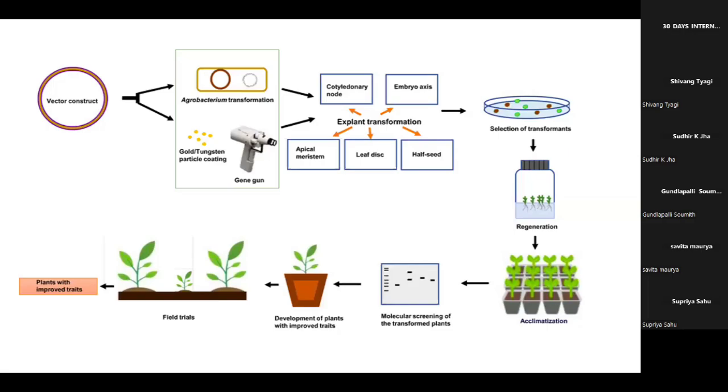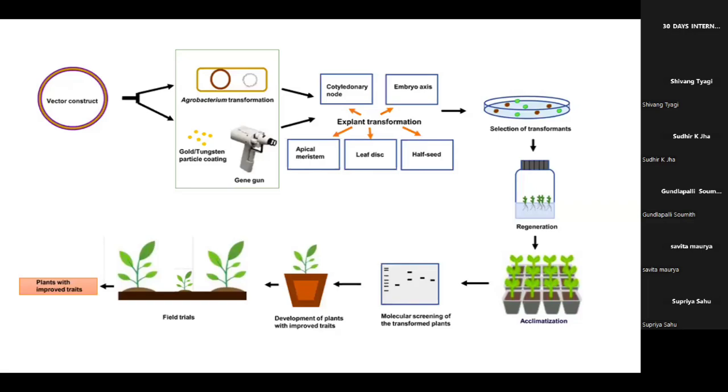If those genes have not been transferred, and you expose the tissue to the antibiotics, obviously it won't survive. So a selection pressure has been given here. After we give the selection pressure, we go to the next stage, that is regeneration. From those explants which have been transformed by our gene of interest, we will regenerate the shoot. The first shoot is generated, then the root is generated, then it is acclimatized.